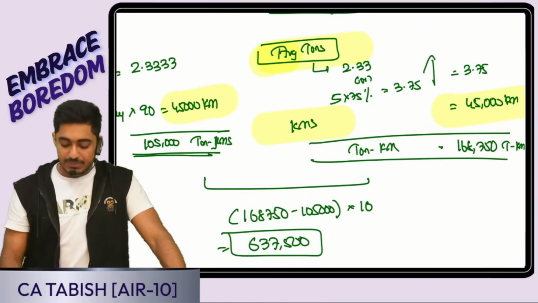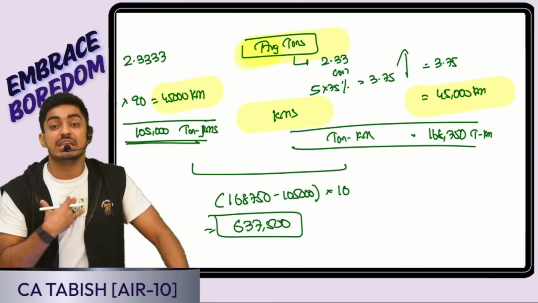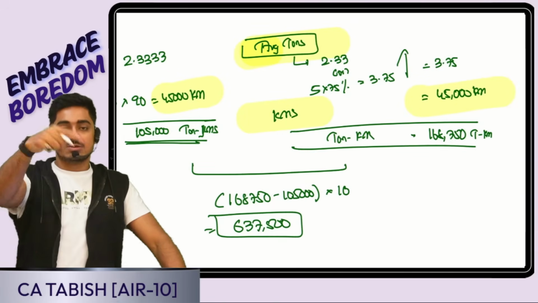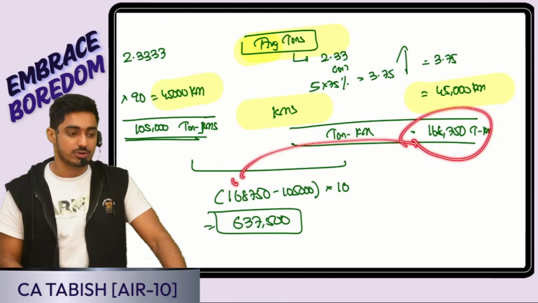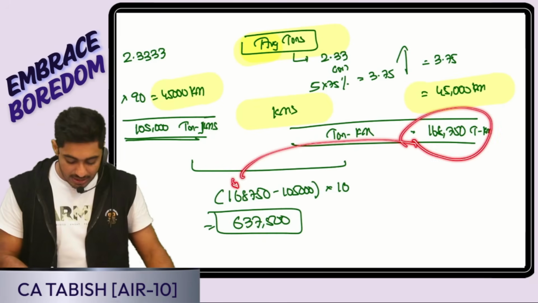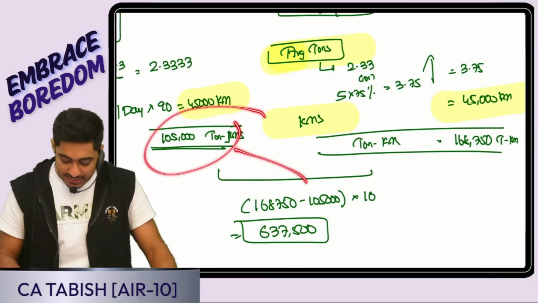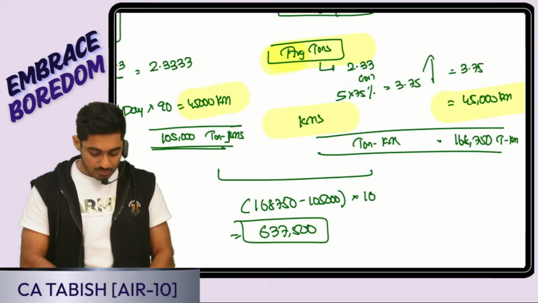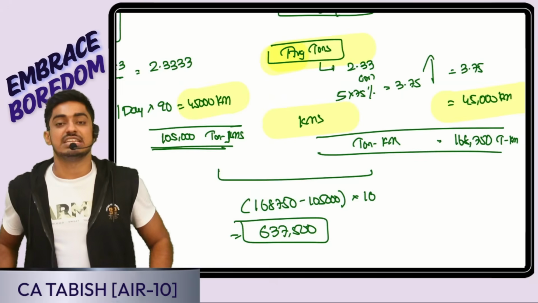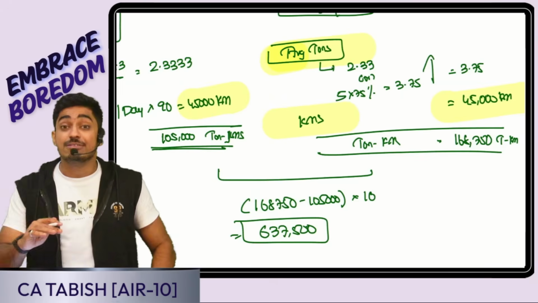Now tell me. If I have the minimum requirement, that is minimum 75% requirement, I will charge for 1,68,750 ton kilometer. But if there is no such requirement, I will be in a position to charge for 1,05,000 kilometer only. Yes or no, everyone? That means how much ton kilometer I will be losing? 63,750 ton kilometer I will be losing.